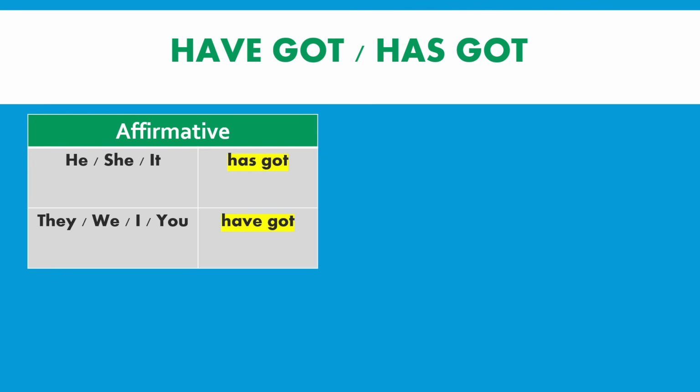This is a table for your reference when you are writing an affirmative sentence. Affirmative means yes, something that you say yes to. So why is there a has got and have got? It is because of the subject pronouns that we use. He, she, it, we use has got. They, we, I, you, we use have got.